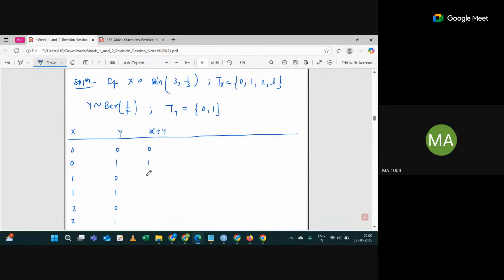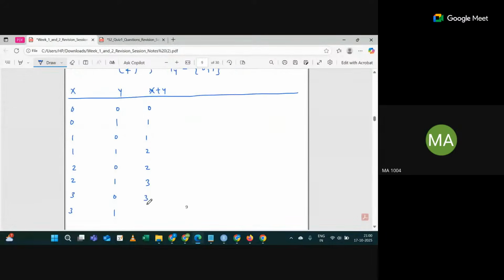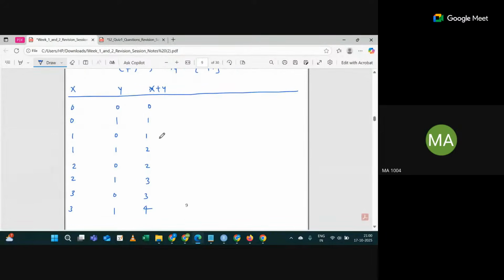0, 1, 1, 2, 2, 3, 3, 4. So see here why I told you to make a table, because suppose I ask what is the probability Z equal to 1? Sometimes you may write this one and forget this case, then your answer is wrong. Anyway, is this clear?